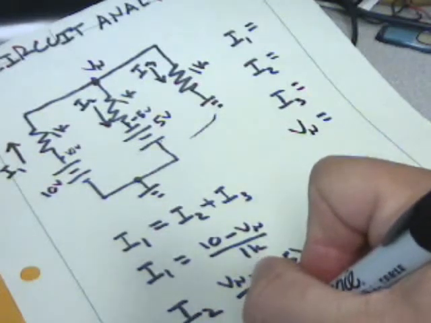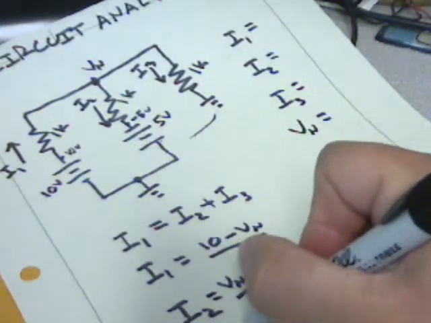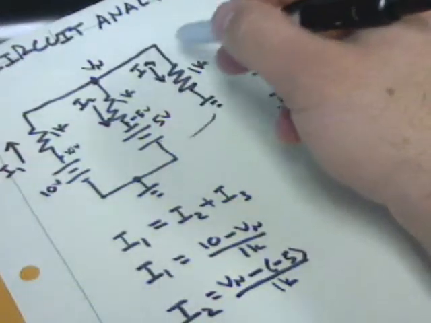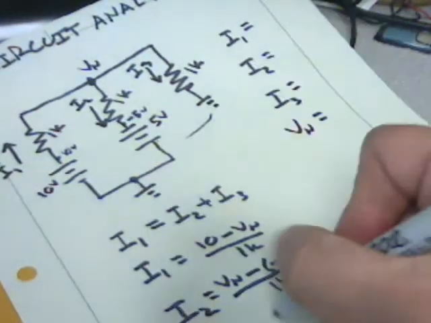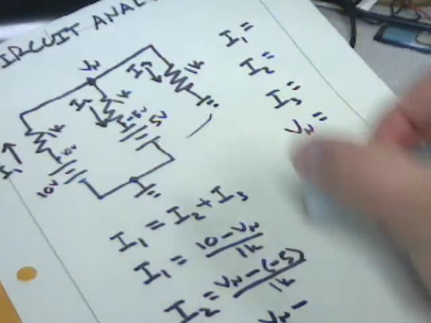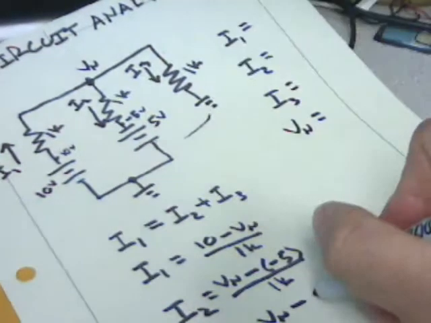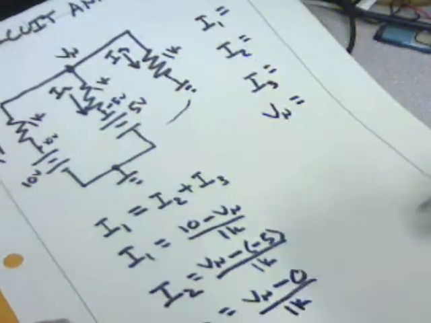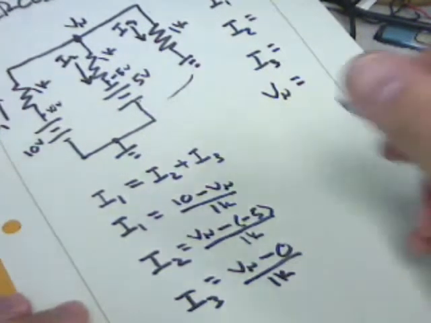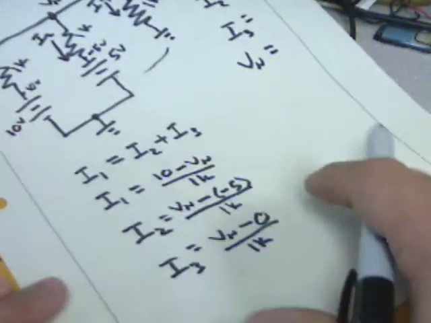And then we have I3. And we're going to have Vn divided by 1k. We could also, to be explicit here, say Vn on this side, 0 on that side, Vn minus 0 over 1k. And now we have 4 equations and 4 unknowns, and the rest is just algebra.